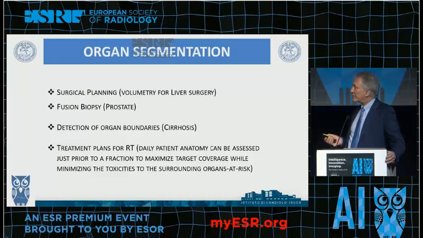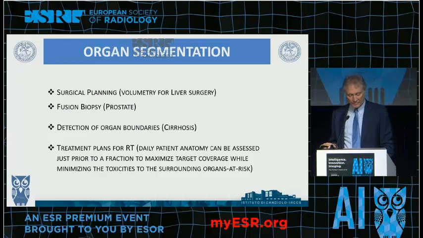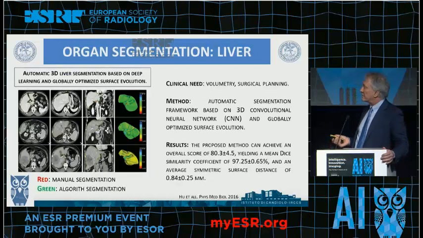Or we can also study carefully the organ boundaries. This can be performed with ultrasound, and you can see if the boundaries are smooth, then it's probably a normal liver, and if they are irregular, you can have cirrhosis. And finally, we can use organ segmentation for treatment planning, and we can even apply this daily to patient anatomy, just prior to fraction, to maximize the target coverage while minimizing the toxicities to the surrounding organs at risk. So I'll just give you briefly some examples.